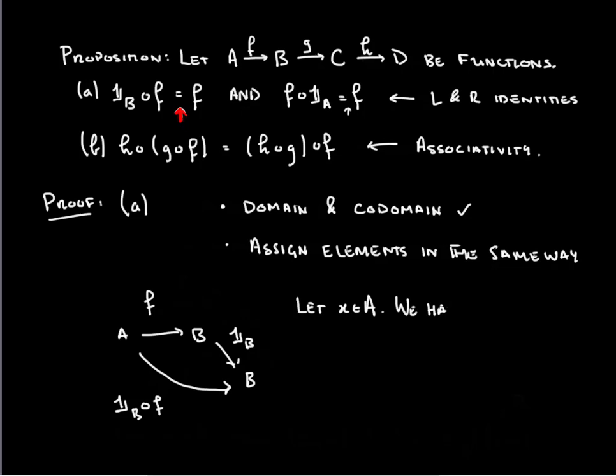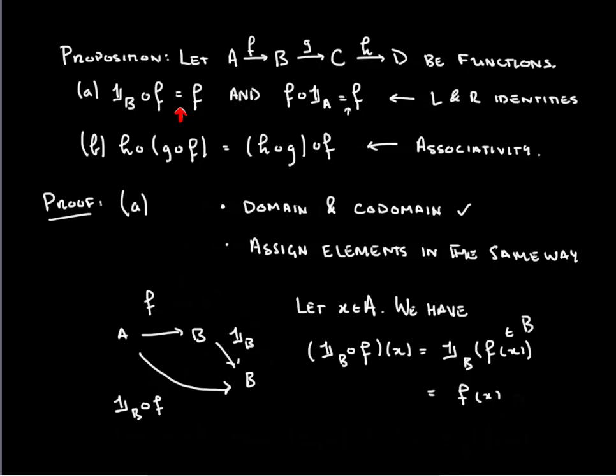We have the identity circle f of x. This right here, by definition of composition, is equal to the identity of f of x. And notice that f of x is an element of B, and the identity of B over B sends every element to itself. So here we're sending f of x to f of x. So this shows that our composition sends x to the same element as our function f.